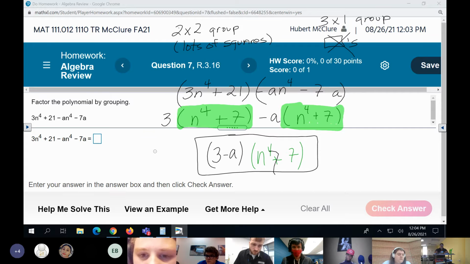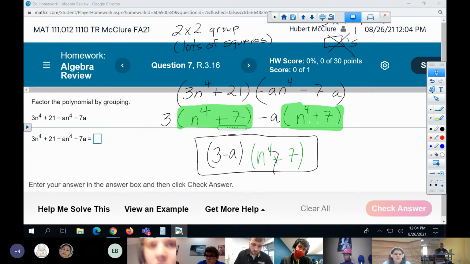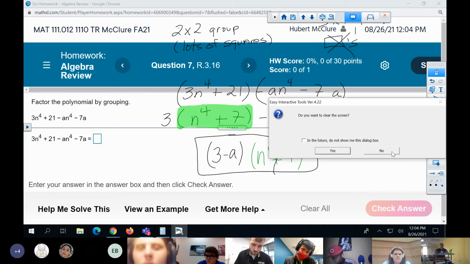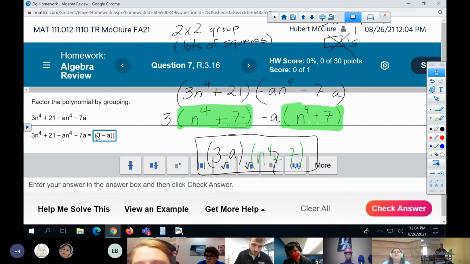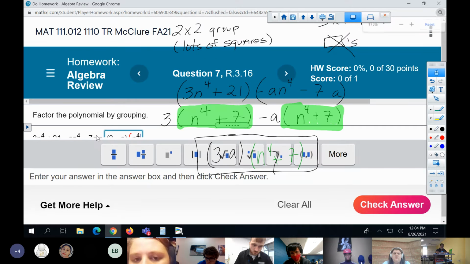All right, so that's the answer. 3 minus a, so you type it in. 3 minus a. N to the fourth, shift up arrow to the fourth, side arrow, plus 7, parentheses.